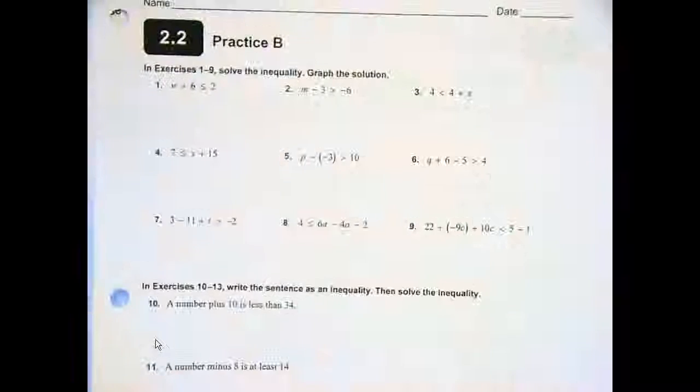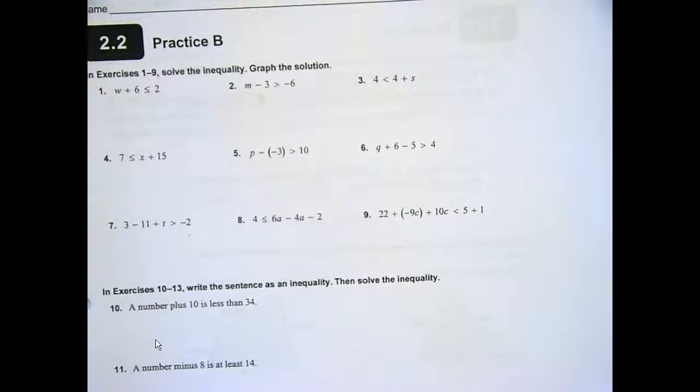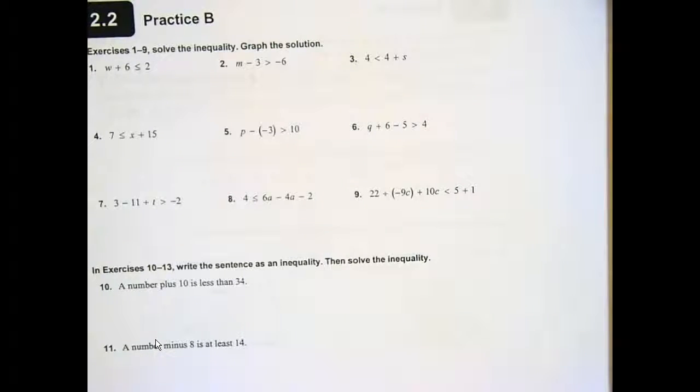Your assignment, you should be working on it. You should be able to finish a good majority of it during class today. The answers are on the board, so you can check them.